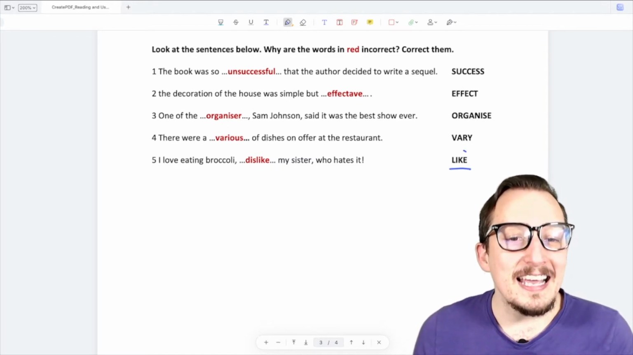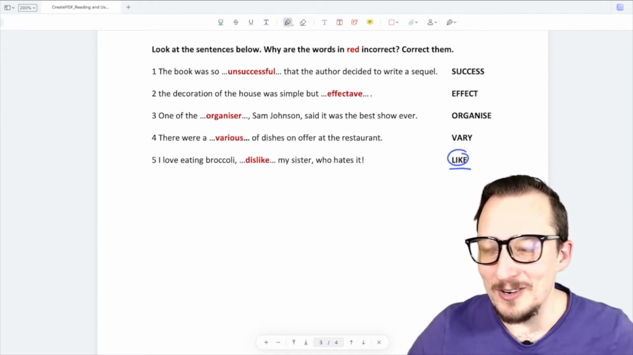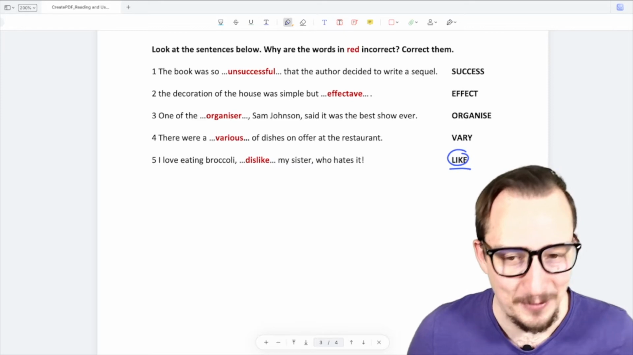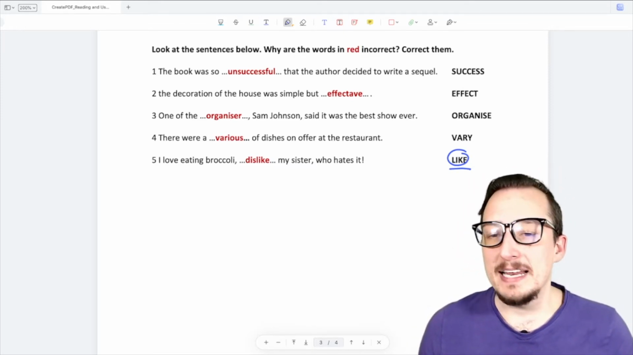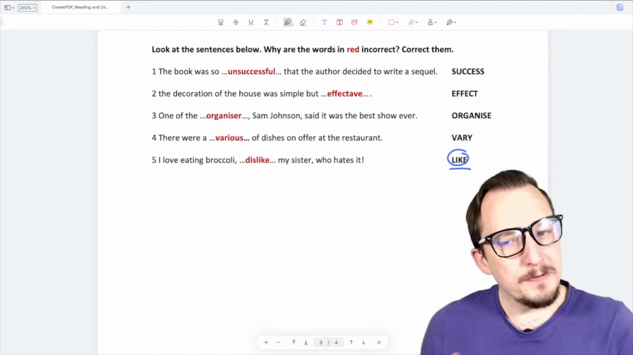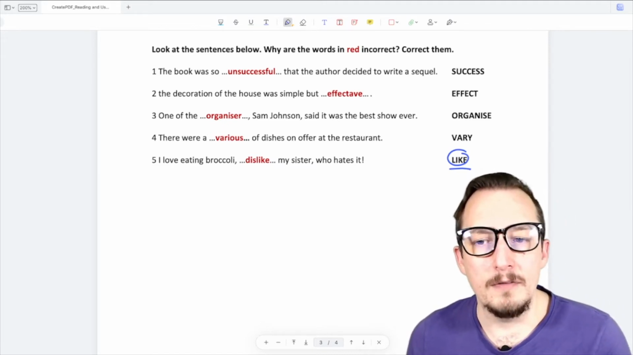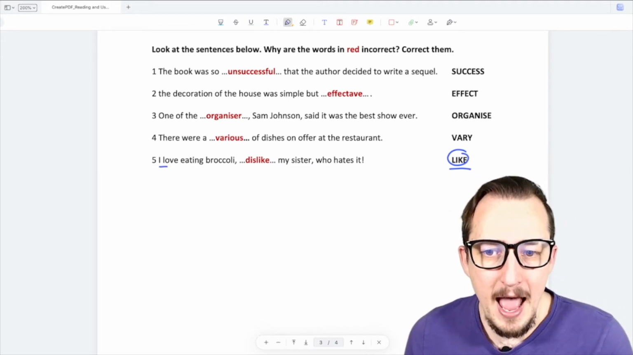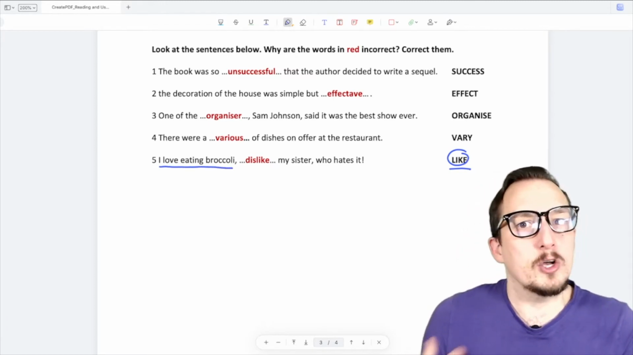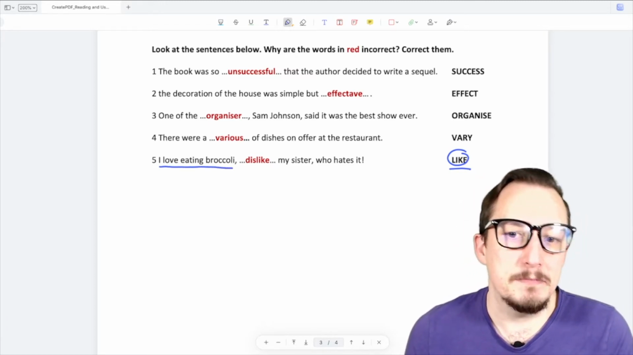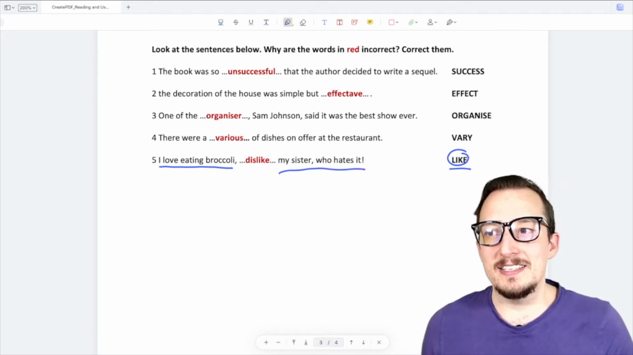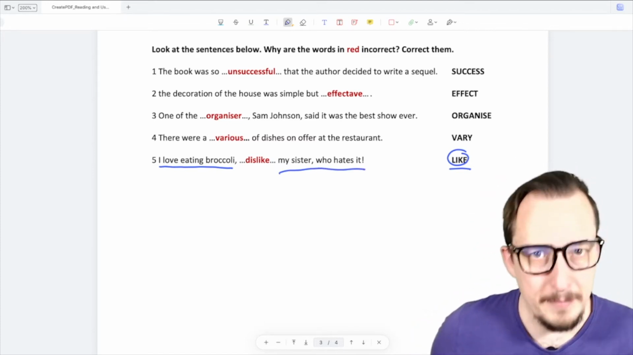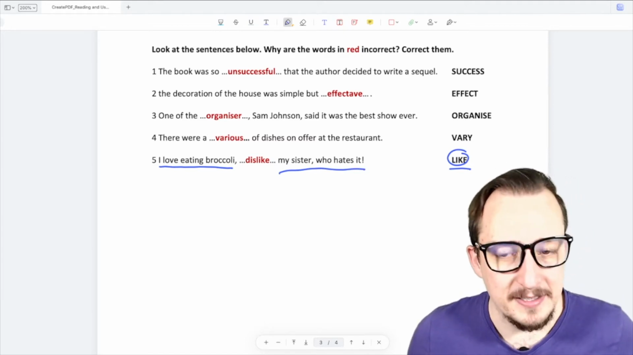Now, like is a difficult one because there are so many different varieties of the word like. But let's have a look at the sentence and try and work out the meaning to see if that helps us. So the first part of the sentence is, I love eating broccoli. And then the second part is almost like a contrast. It says, my sister who hates it. So essentially what we're saying is, the sister is different from me. Or is not similar to me.